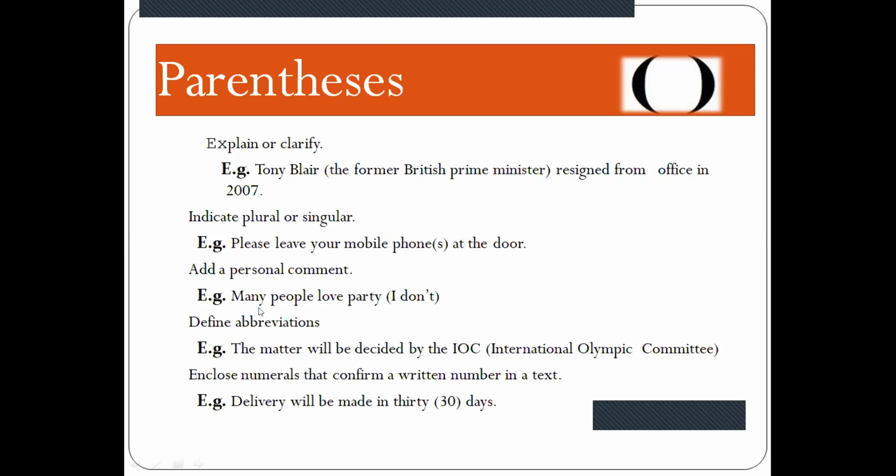Add a personal comment: many people love parties, then about me, I don't. Put that in parentheses, it's not called for. Define an abbreviation: the matter will be decided by the OAC, then you put the full name in parentheses. The rule is, once you write it the first time, the next time you can write only the abbreviation. Enclose numerals that confirm a written number in a text. When you write numbers, like the work will be done in thirty days, the 30 is written in brackets for emphasis or clarity.